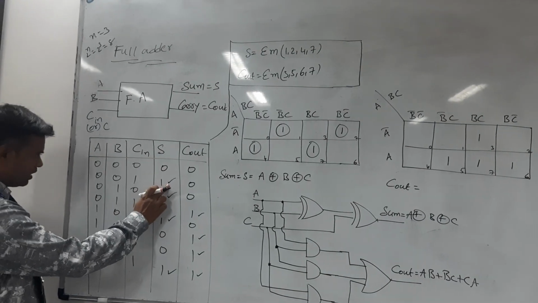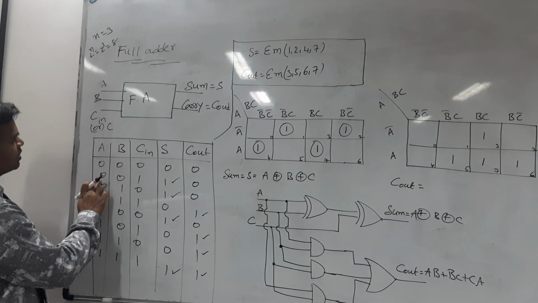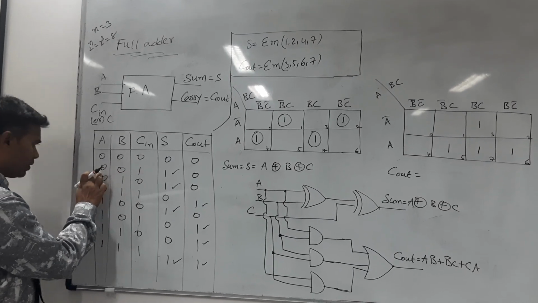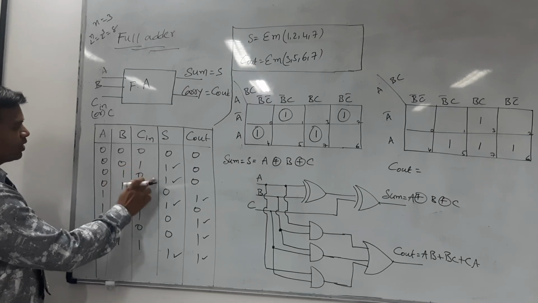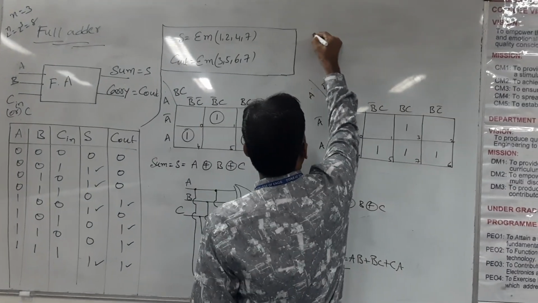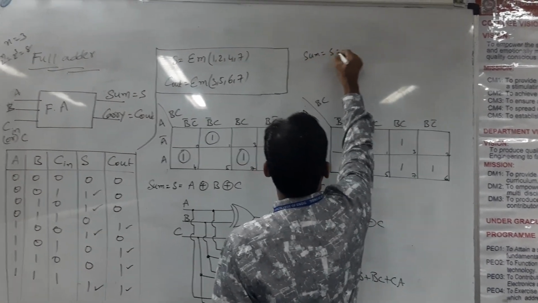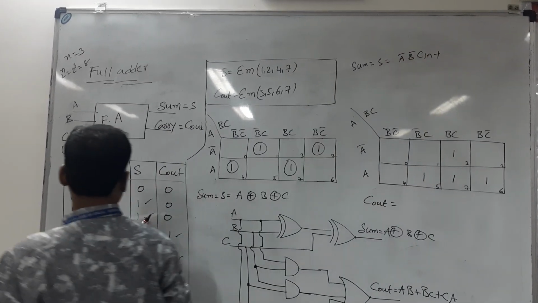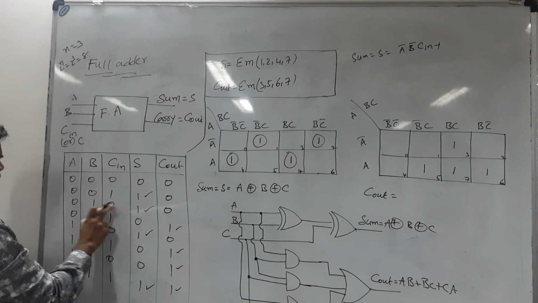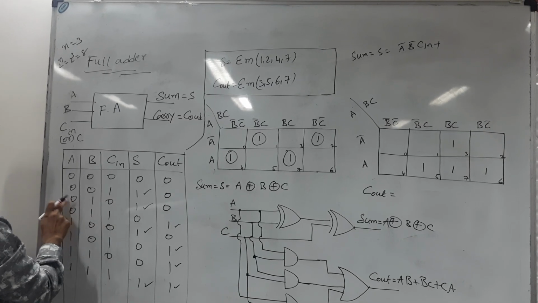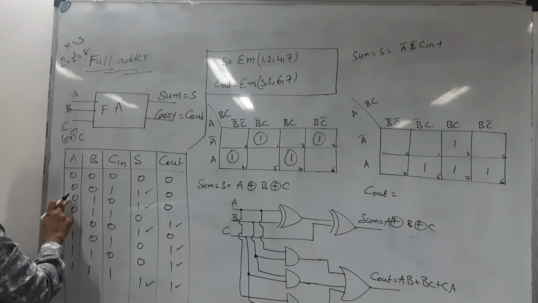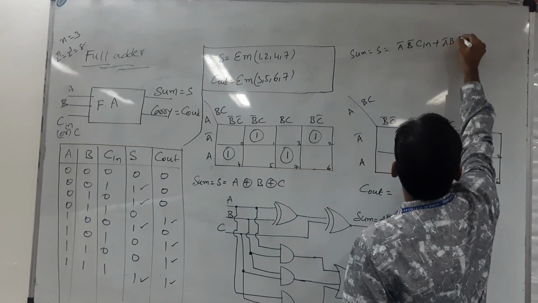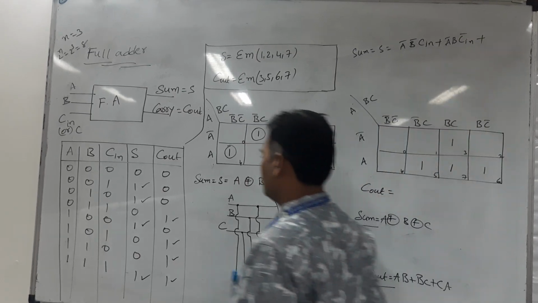So here 1 is there. You try to express it in the algebraic form. The algebraic form of this input combination is A bar, B bar, C in. So here I am writing sum, or S, is equal to A bar, B bar, C in, plus, and the next one is this one. Go to the corresponding input combination, which is 0 1 0, and represent it in the algebraic form with complement: A bar, B, C in bar.